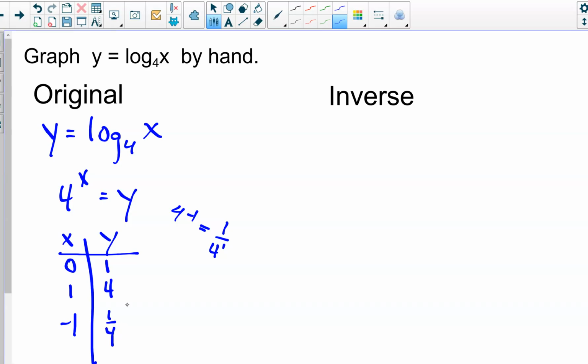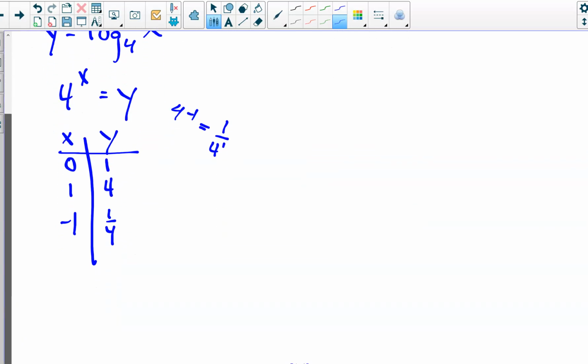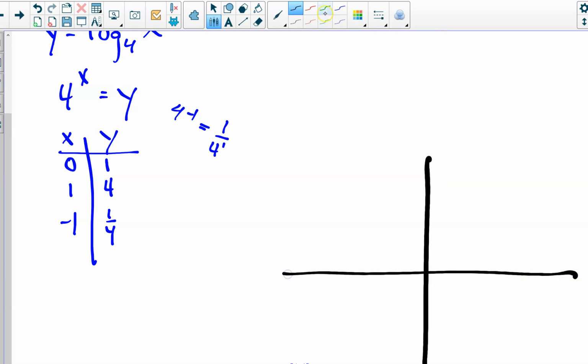And if I were to graph that, I'll do that one as blue. So I have 0, 1, 1, 4, -1, 1/4. And y could never be 0, right? So I'm going to have an asymptote here. Thinking this is exponential, just like we did in the last section.